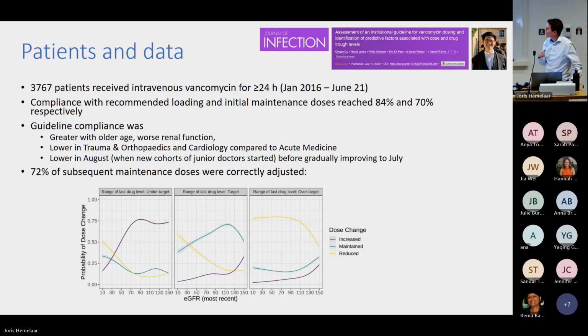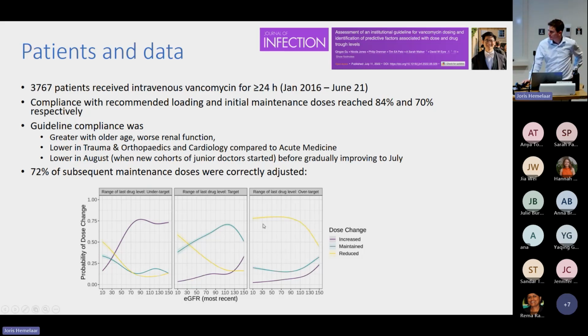And not only were the right doses given most of the time initially, but people made sensible adjustments when they got information back. So where the levels given were under target, then what tended to happen, if you see on the panel on the left-hand side here, you can see that most of the time your chance of your dose being increased was relatively high. Whereas if you were over target, then you tended to get your dose reduced.